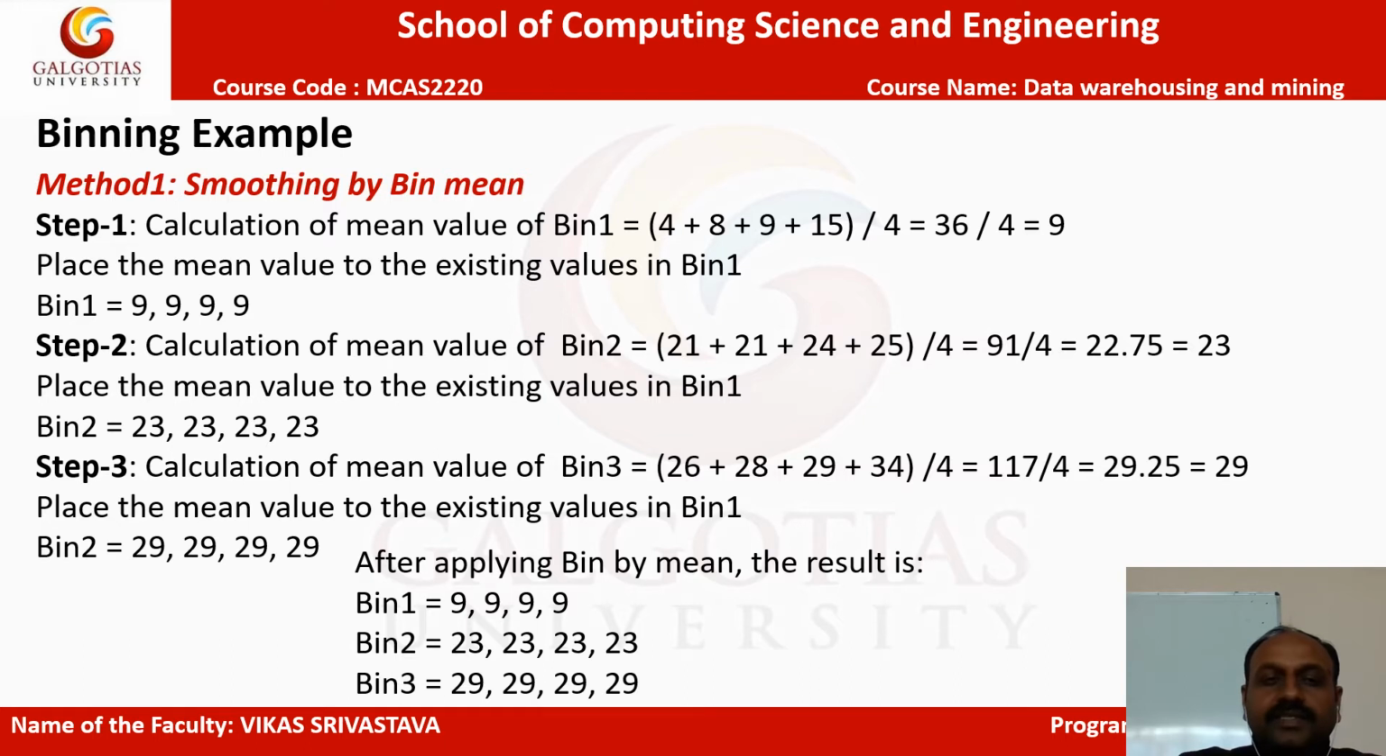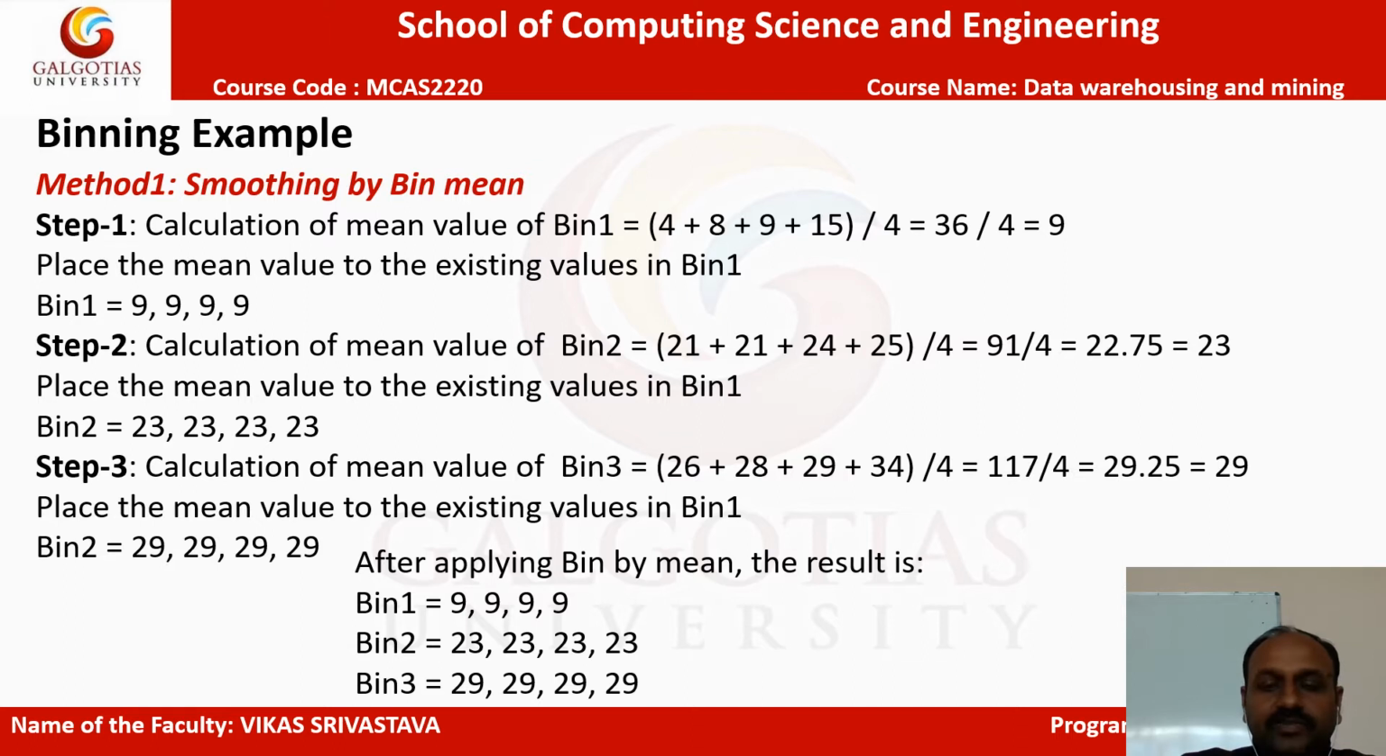Another one is step 2, for bin 2. If I add the values and divide by 4, I will get 22.75. But if I go for rounding off, the value will be 23. So it means I need to replace 21, 21, 24, 25 with the mean value 23, 23, 23, 23.